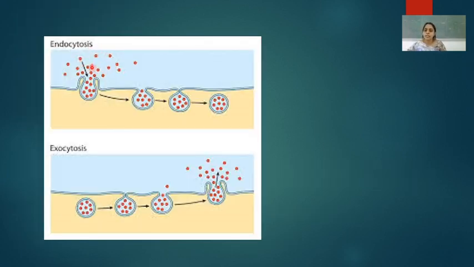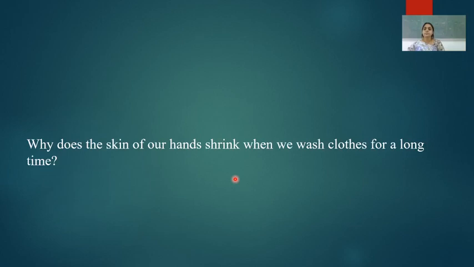Here's a difference between endocytosis and exocytosis. You can see the molecules getting in. So there is an invagination of the cell membrane and that's how the vesicles will be formed. Whereas in exocytosis, these vesicles start fusing with the plasma membrane and that's how the contents will be extruded out.